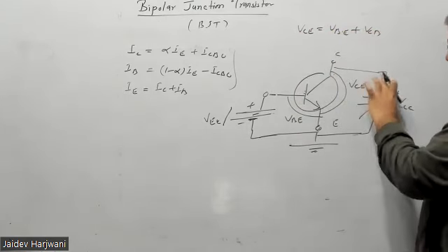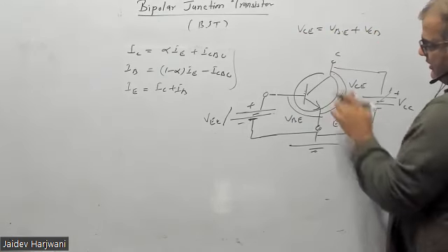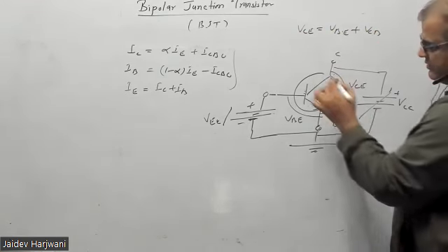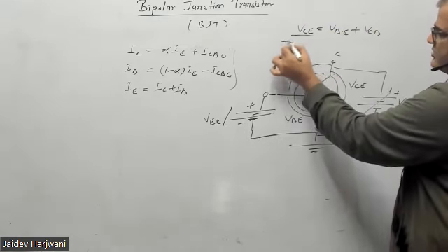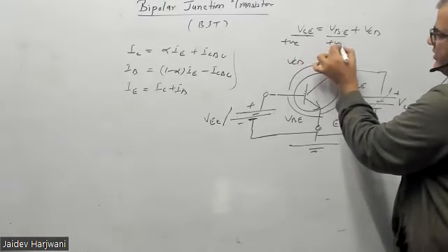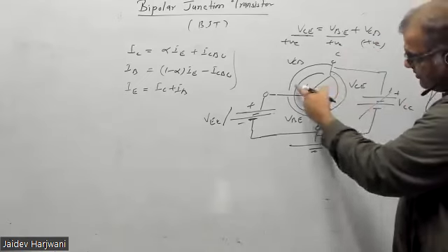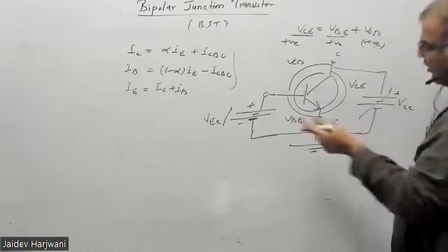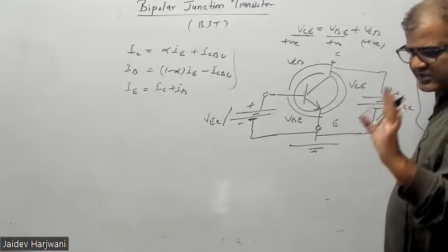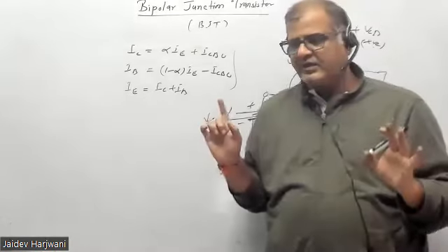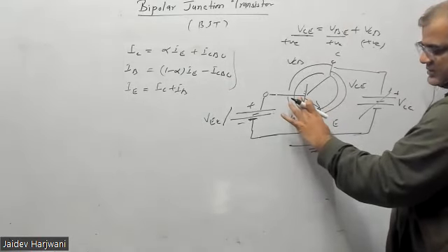That means VCB is positive. VC is positive, so automatically this is positive. That means I'm still applying reverse bias on the collector-base junction, but the output I'm taking like this. That is the only difference. Our two main junctions you have to always keep in mind: the emitter-base junction will be forward biased, so this is the emitter-base junction forward bias.